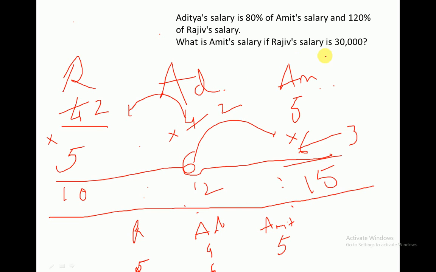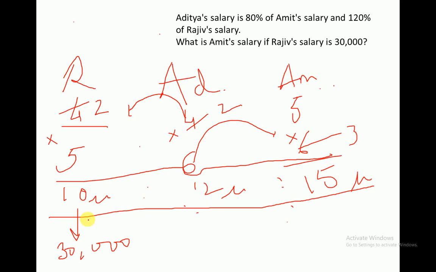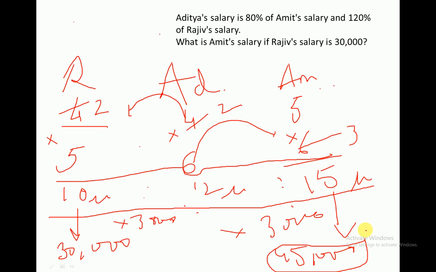Now it says that Rajiv's salary is 30,000. The first and foremost thing about ratio is that everything we see here is in units. So Rajiv's salary is 30,000, so 10 units equals 30,000, so 1 unit would be equal to 3,000. Now it asks what is Amit's salary, so we just multiply by 3,000, and it comes out to 45,000. So this was the sum.